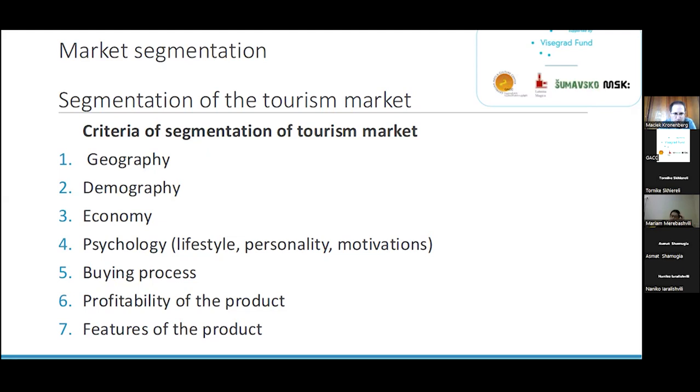And the next two criteria, so numbers 6 and 7, are connected with the product itself. So not with the client, not with the process of buying, but with the product itself. So features of the product, how we can describe the product, and profitability. So what profits does this product bring to your guest?